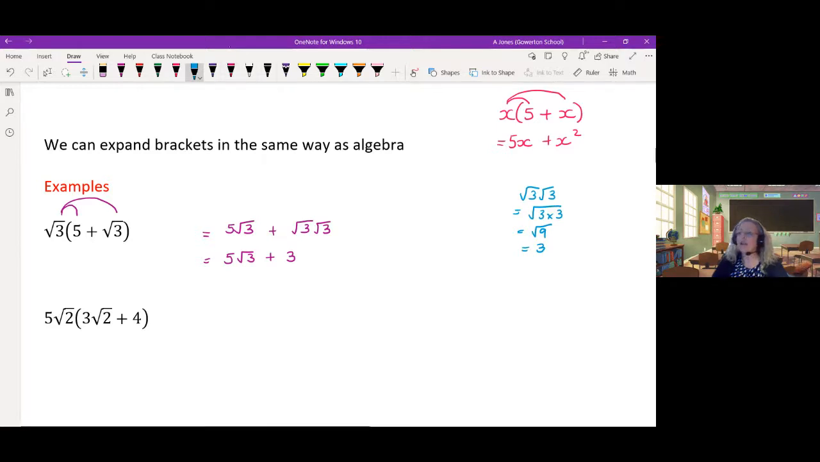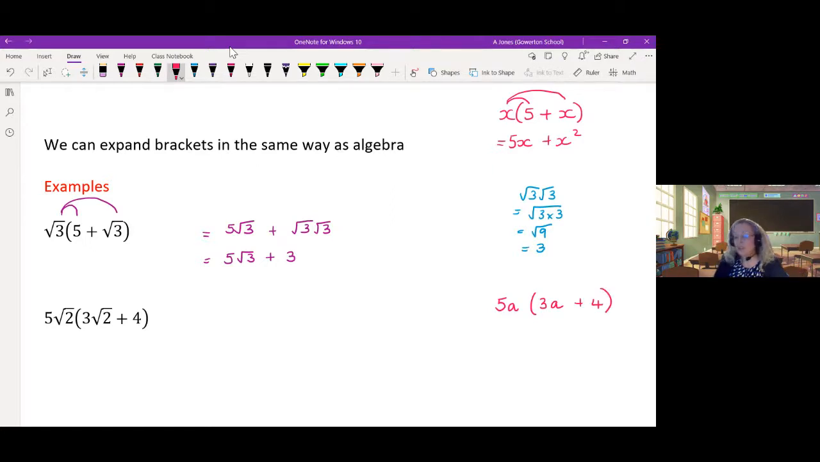Okay, let's look at the next one. Now, with the next one, again, I'm going to think about this in terms of algebra. And if this was algebra, I might think, well, that might be 5a. And then inside the brackets, I might have 3 and it's root 2 here and then root 2 here. So maybe 3a add 4.